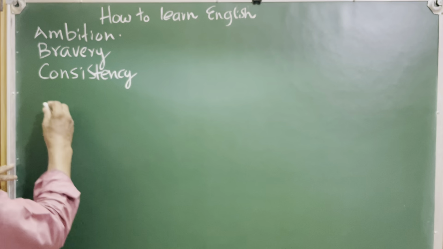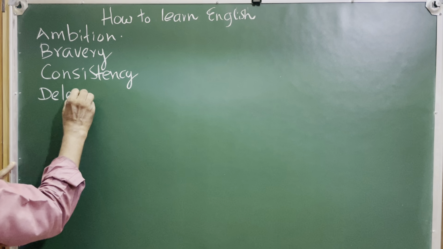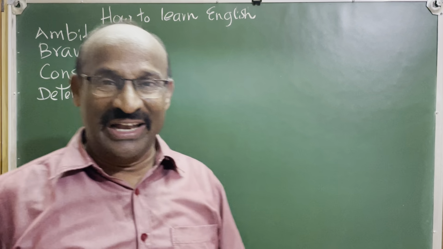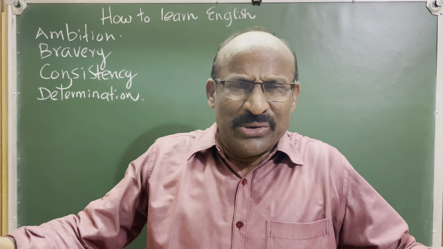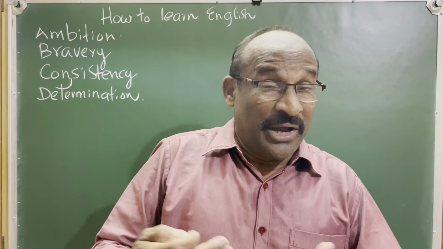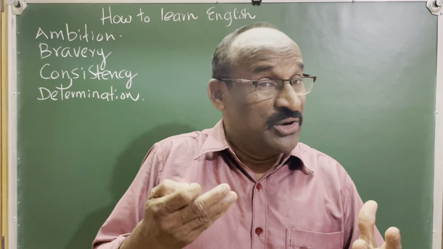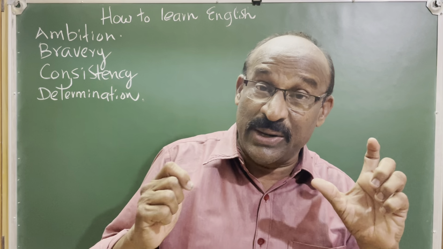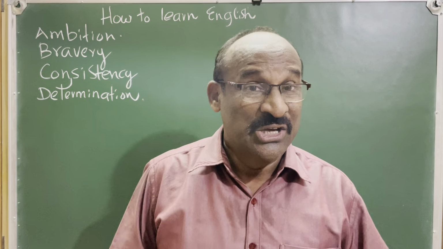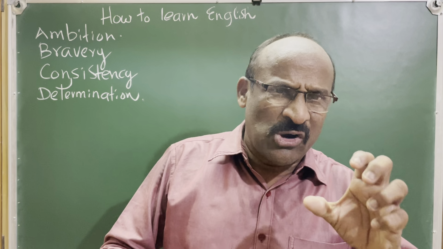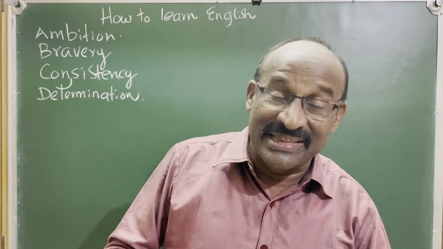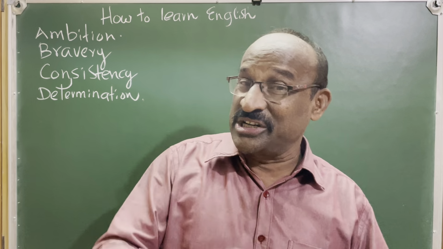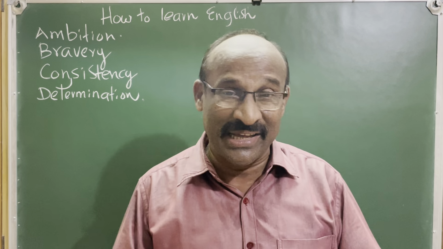Then D for determination. Determination means a strong will, a strong desire. You can't get anything by simply wishing. When you have determination towards anything, you can achieve, you can excel, you can grab. So determination is important. To learn something, a strong iron will is what catches you, teaches you, reaches you. So determination is very important to learn anything, not only English language.